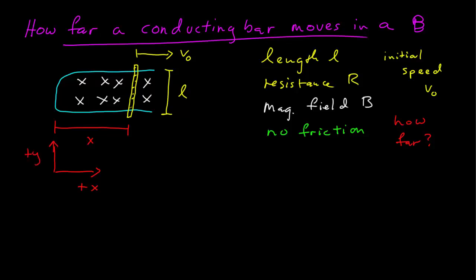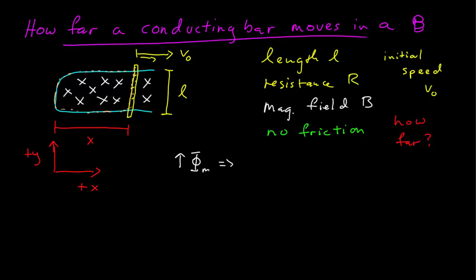Let's take a minute to try to visualize what's going to happen. As this bar moves off to the right, there exists a loop in this magnetic field. I'll trace this loop here. It's a conducting loop, and this loop contains a magnetic flux due to this magnetic field into the board. So as the bar moves off to the right, the magnetic flux enclosed in that loop increases.